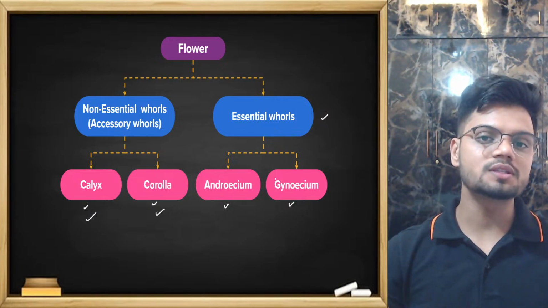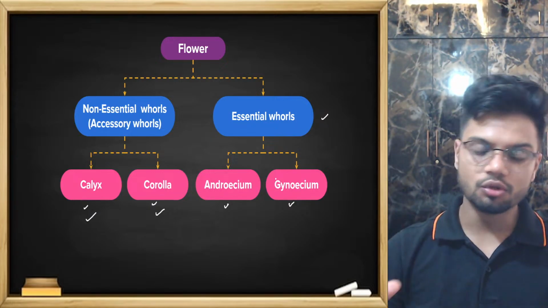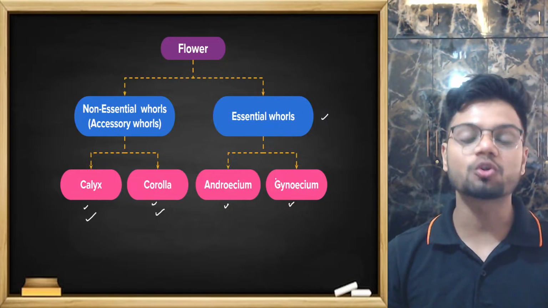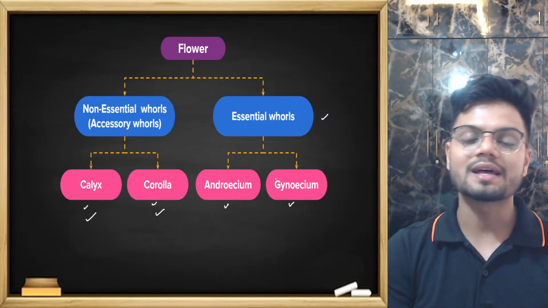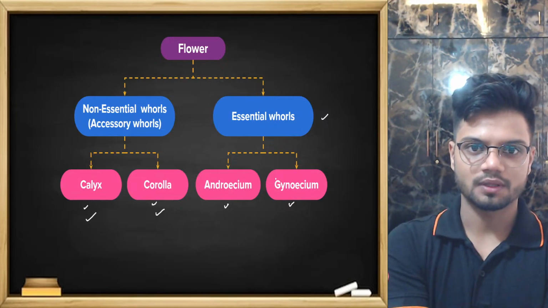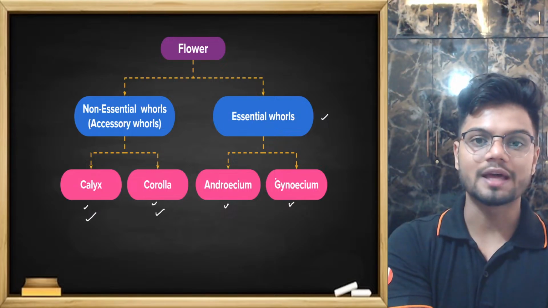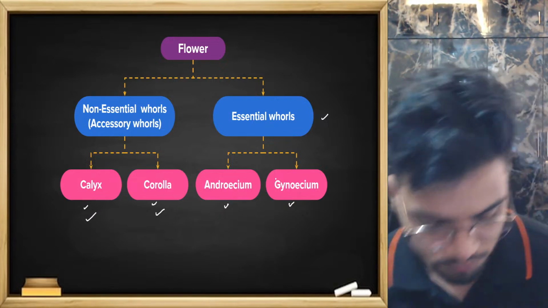So we have non-essential whorls and essential whorls. Non-essential whorls have an indirect role in reproduction. Essential whorls have a direct role in reproduction. That is the major difference between essential and non-essential whorls. Clear, all of you? Clear?